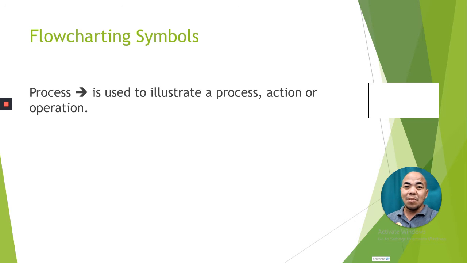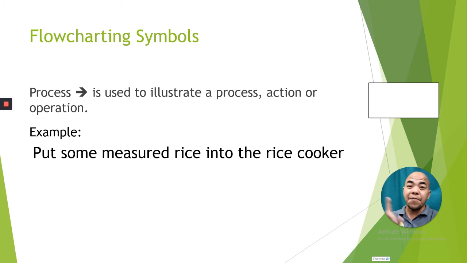Okay? Example, put, this is the first step that we use in our algorithm. Put some measured rice into the cooker. This is a process. Okay? So that's why we're going to put this first step in a process symbol.